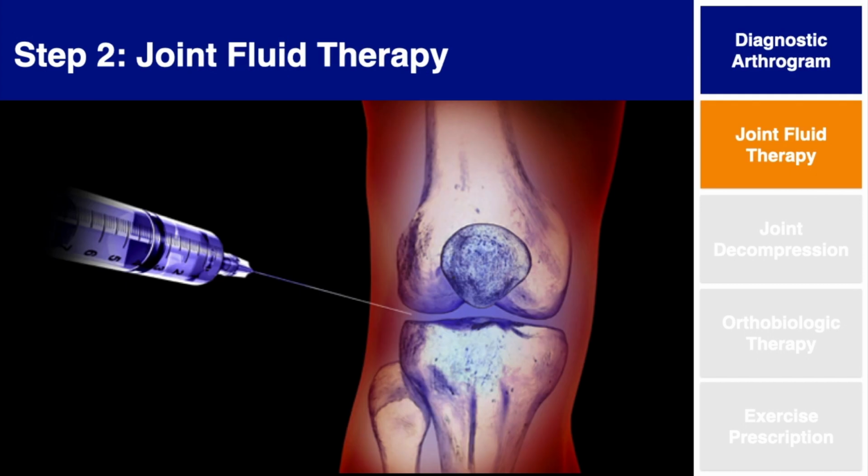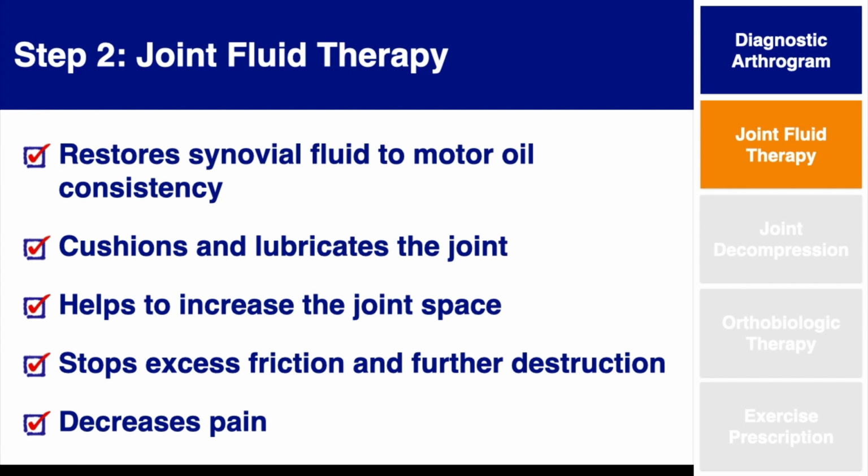Step 2 of the Advanced Arthritis Relief Protocol is joint fluid therapy, which involves a series of 3 to 5 injections directly into the knee with the goal of transforming the synovial fluid in the knee back into its original motor oil consistency. This results in better cushioning for the joint, better lubrication for the joint surfaces, restoration of normal joint function, and a significant reduction in pain.